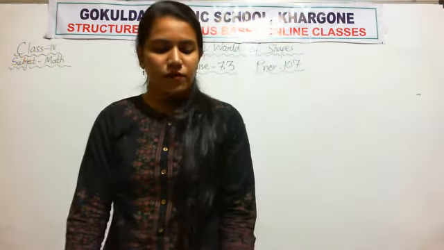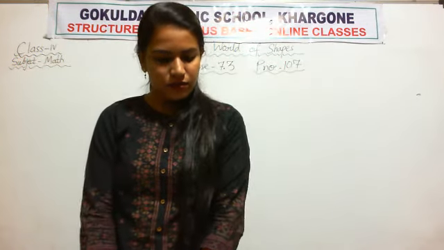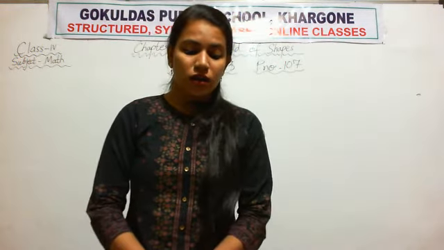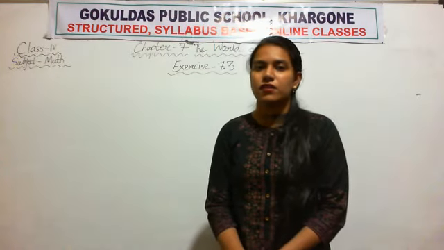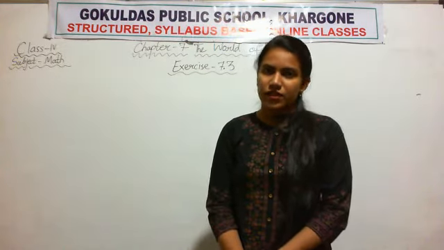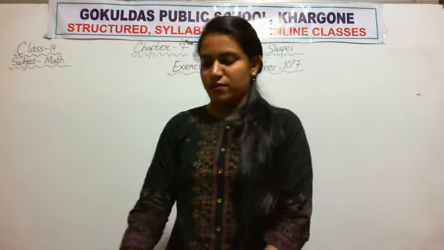Now read question number 5. What is question number 5? Question number 5 is: draw circles with the given radii.